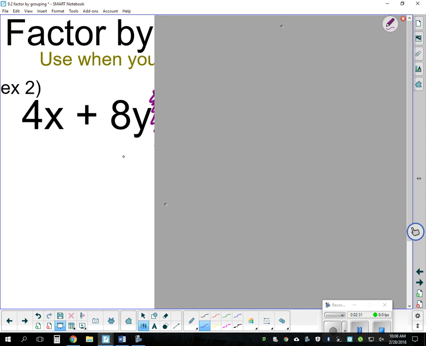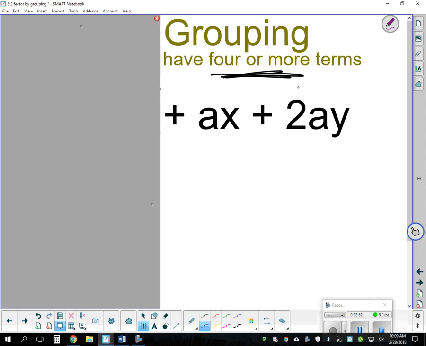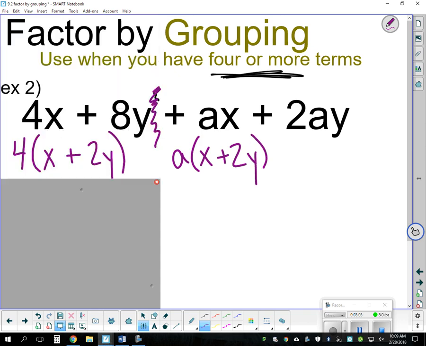What's the GCF here? Between 4x and 8y, the GCF is 4. If you take that out, 4x divided by 4 would just be an x, plus 8y divided by 4 would be 2y. Now for a second, let's just look at the back half. What's the GCF in the back half? It's an a. So if you take an a out, x would be left here, and 2y would be left there.